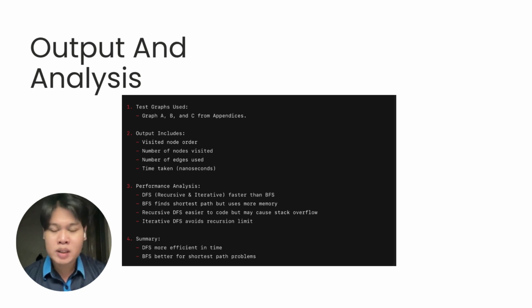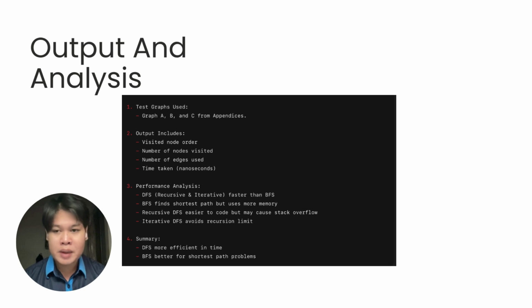Based on the output, we conclude that DFS, both recursive and iterative, was generally faster than BFS. This is because BFS uses a queue, which adds some overhead, while DFS, especially the iterative version, is more lightweight. However, BFS is more suitable when we need to find a shorter path, as it explores level by level.